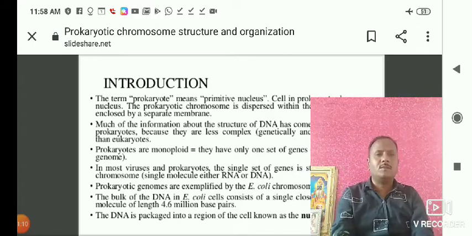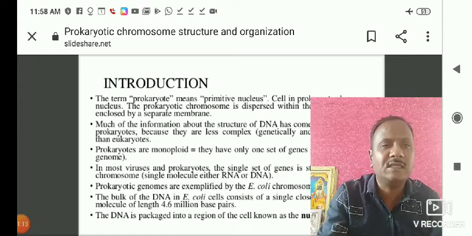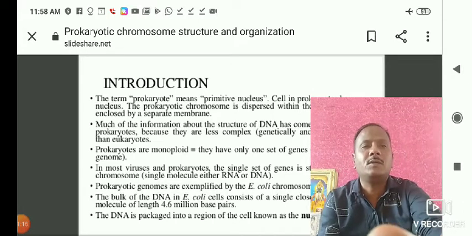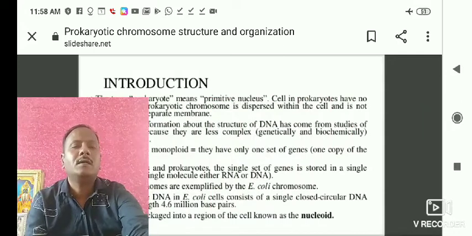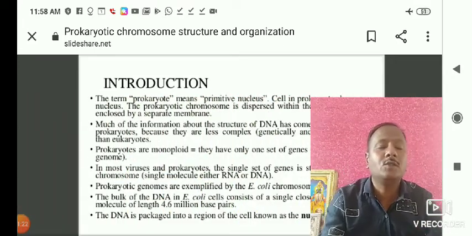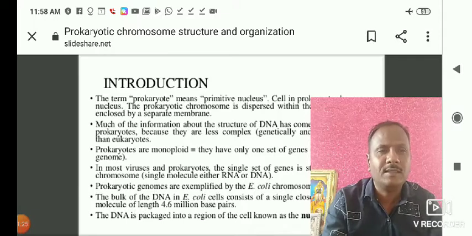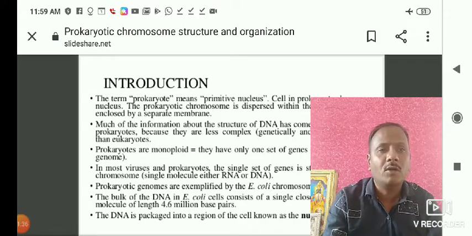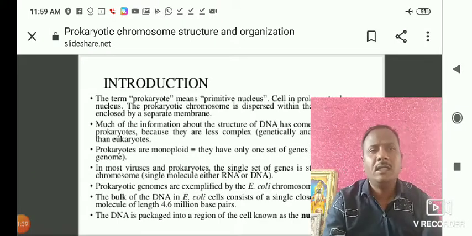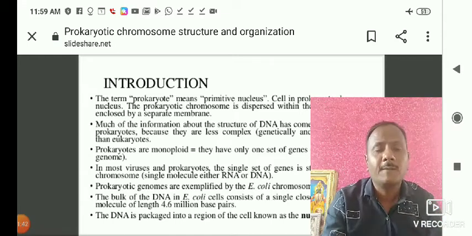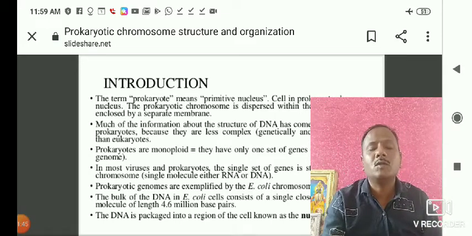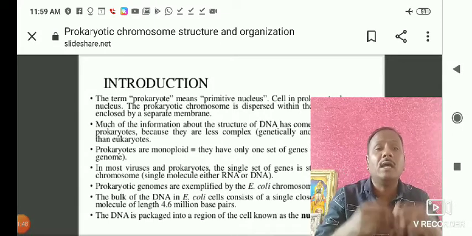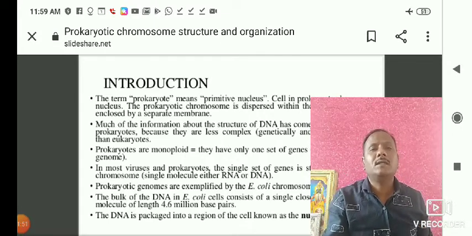The prokaryotic chromosome is also called a primitive nucleus because it is immature, or it is the initial stage of the nucleus in case of prokaryotics, and there is no complete form of nucleus, because the chromosome, which is a thread-like structure, is dispersed within the cytoplasm of the bacterial cells. It is not well developed. It means that there is no nuclear membrane or other nuclear parts within that.